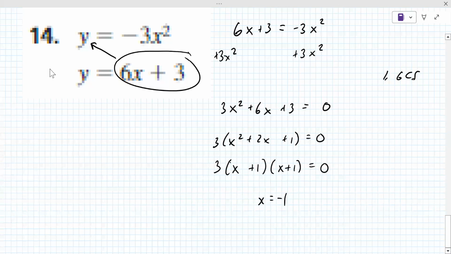And then if you go back, you can use either equation. Doesn't matter which one. You can use either equation to find the value of y. Negative 1 squared is 1, times negative 3, so y equals negative 3. And you should always go back and check it to make sure it works. I mean, if you have an infinite amount of time, you would. This one does work. So this only has one solution. That's why you only have one x value.